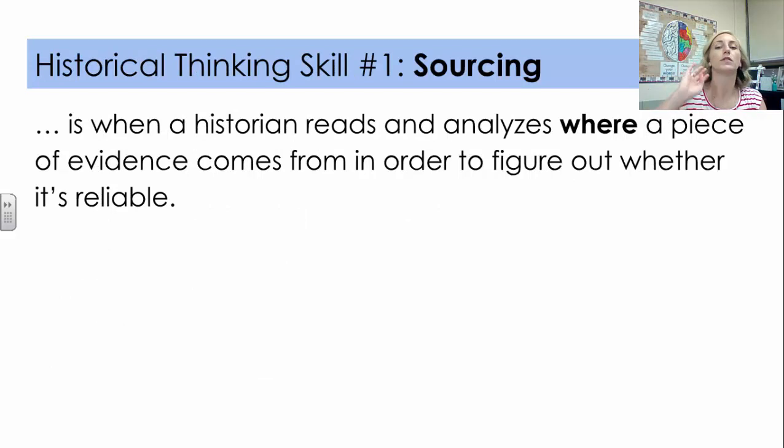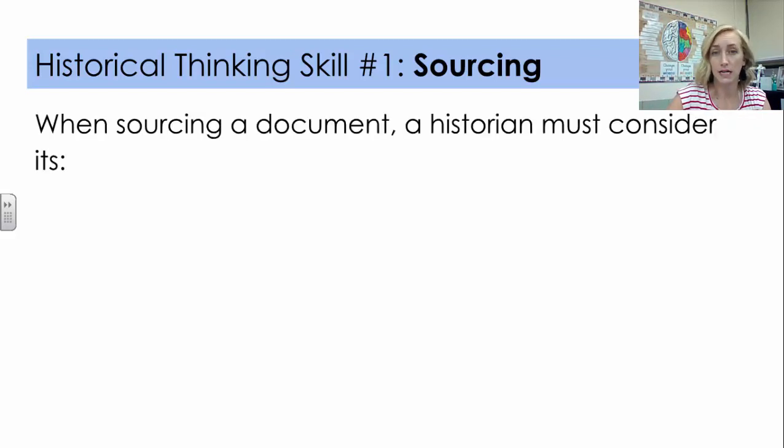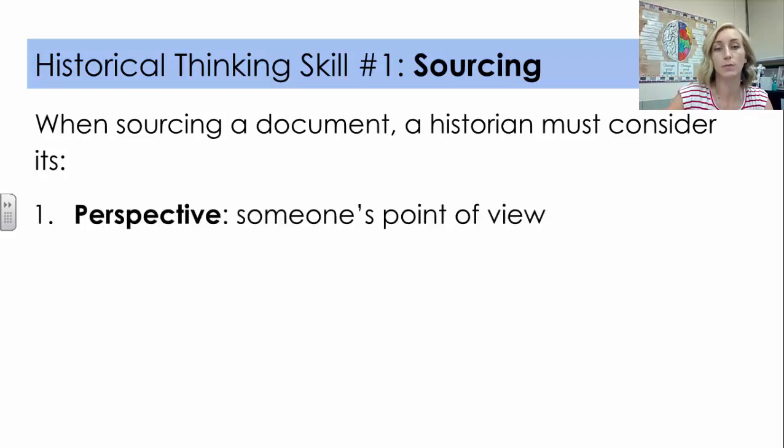So let's talk about these historical thinking skills, and we're actually going to go over 3 of them. The first one is sourcing, and this is when a historian reads and analyzes where a piece of evidence comes from in order to figure out whether it is reliable. So they're analyzing things like who wrote it, when it was written, what perspective or bias, which we'll talk about those things, but they're analyzing it to see, okay, what might this tell me and how reliable is it going to be?